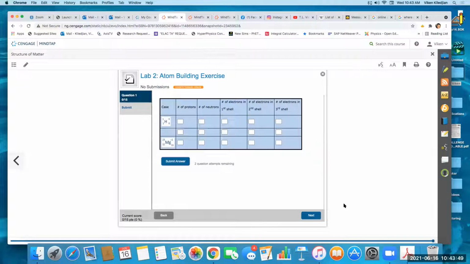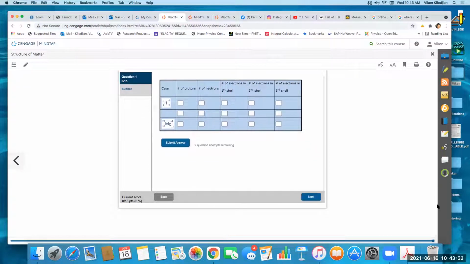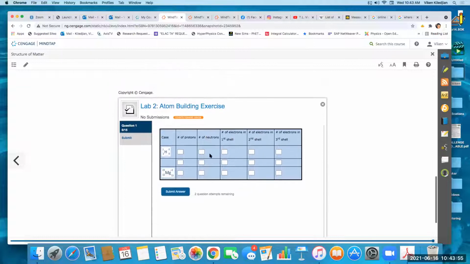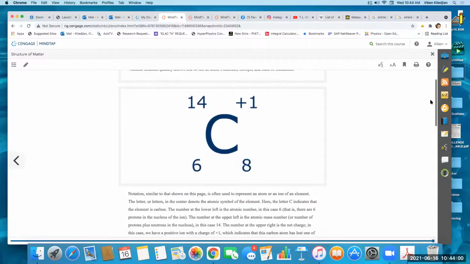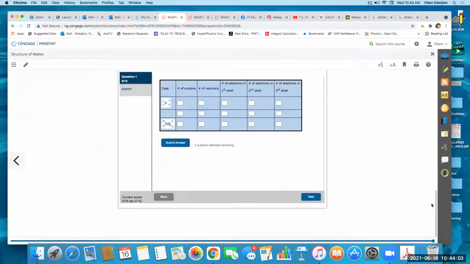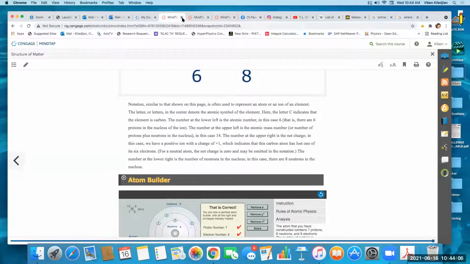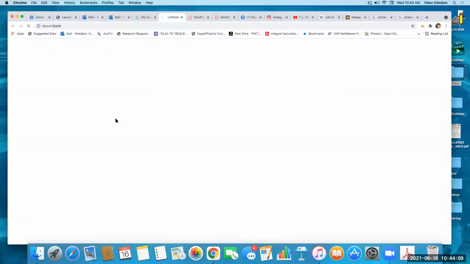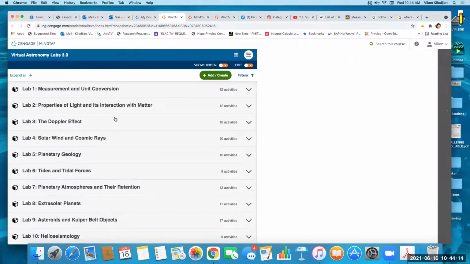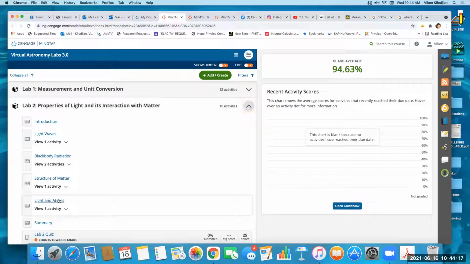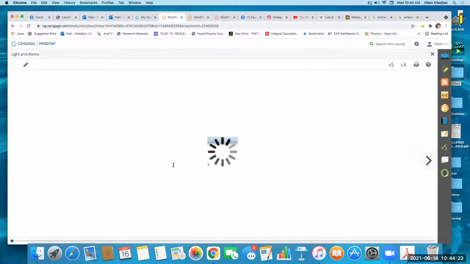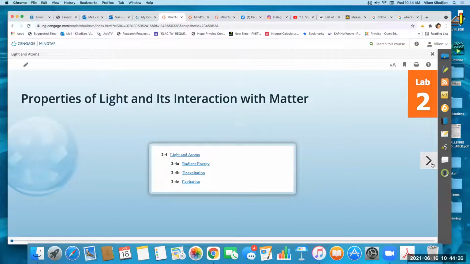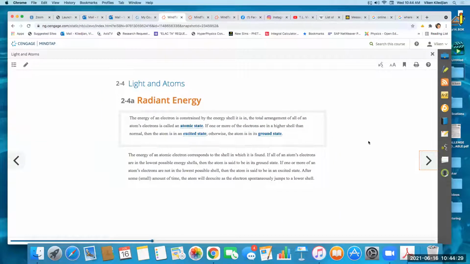Okay, so let's go to the next one. Nothing, no work to show for there because they're not based on any calculations. So I think we're done for that one. One more left. And that's the light and atoms. Again, let's make sure I start from the first page. Yes, that is the first page.